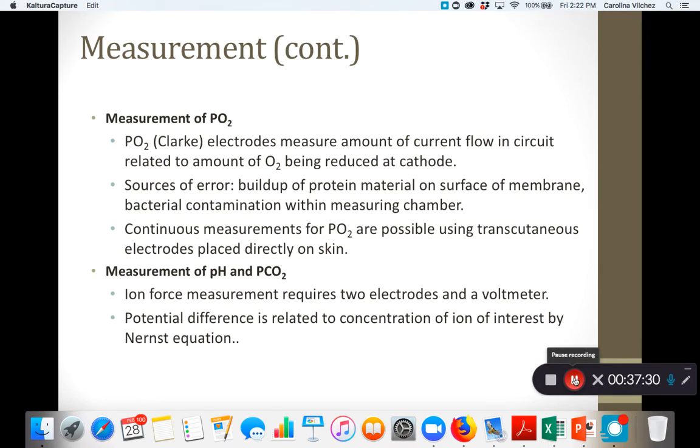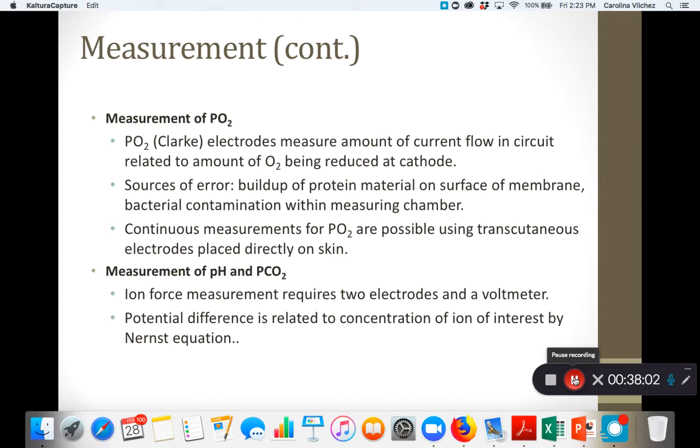So the measurement of PO2, of partial O2, can be done with PO2 electrodes, which measure the amount of current flow in a circuit, and it's related to the total amount of oxygen. With this method, there can be some sources of error, in which there can be buildup of protein material on the surface of the membrane, and bacterial contamination within the measuring chamber, as well.